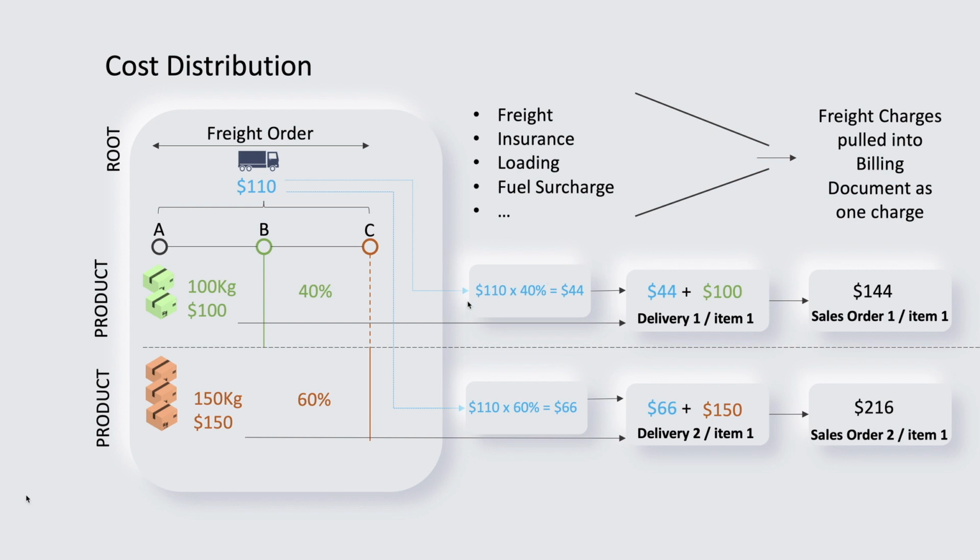Now, I've been saying here that the cost distribution was done on the basis of the gross weight. And you might ask yourself, well, is that the only method possible in TM? And the answer is no. This is just one of several possibilities.